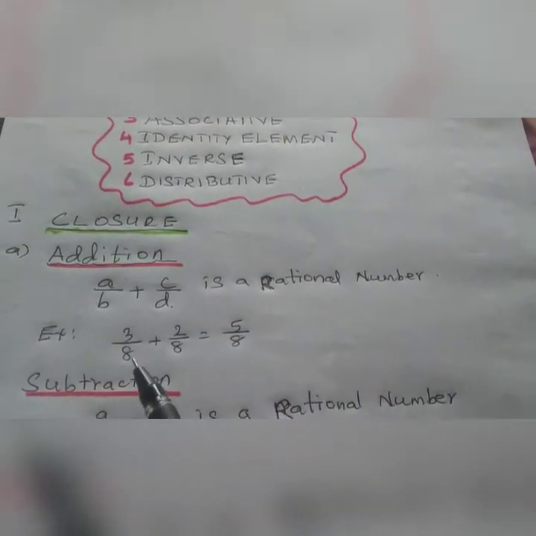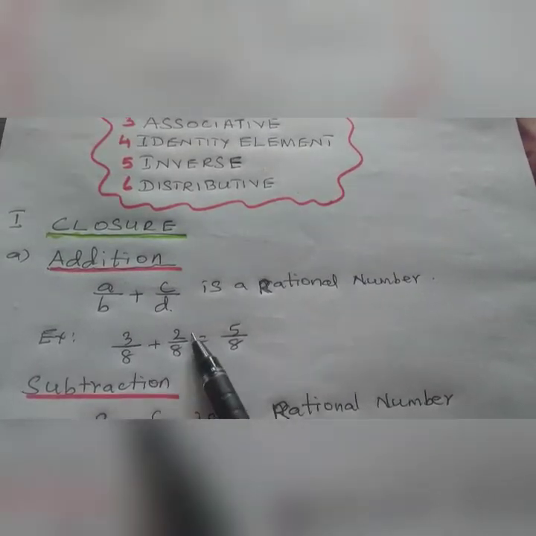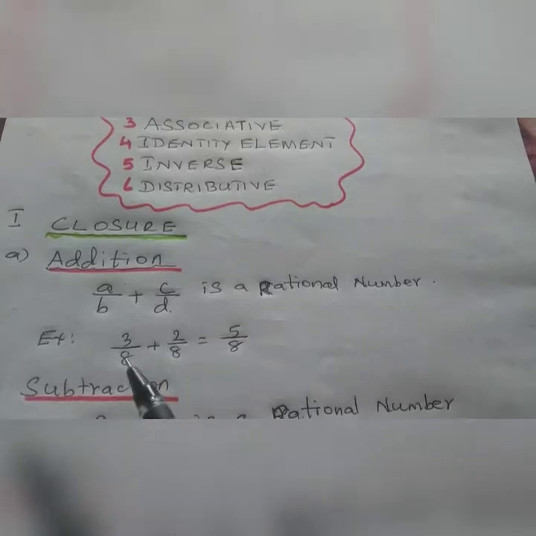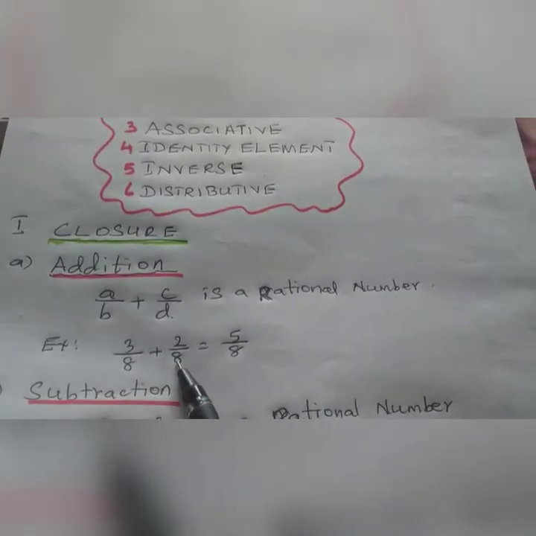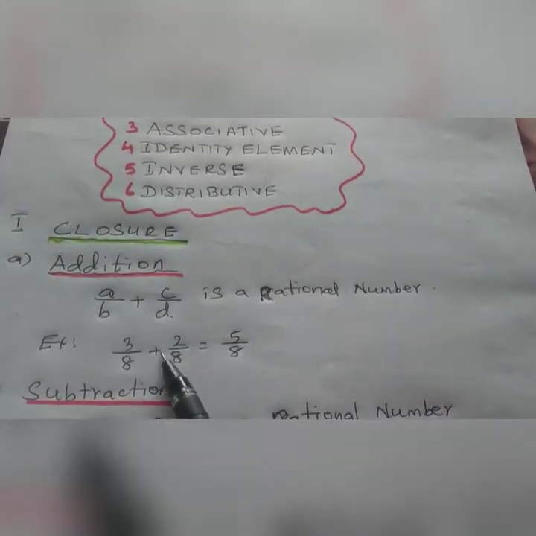We'll see an example. You understand better with an example. First rational number is 3 by 8 and the second rational number is 2 by 8. So add them both, 3 by 8 plus 2 by 8. Because we have the common denominator, put 1 8 and add the numerators. 3 plus 2 is 5.